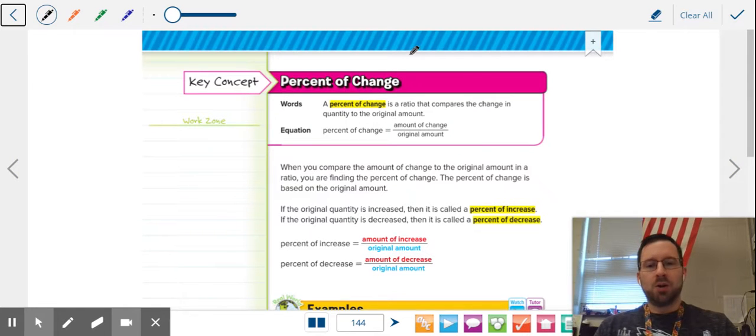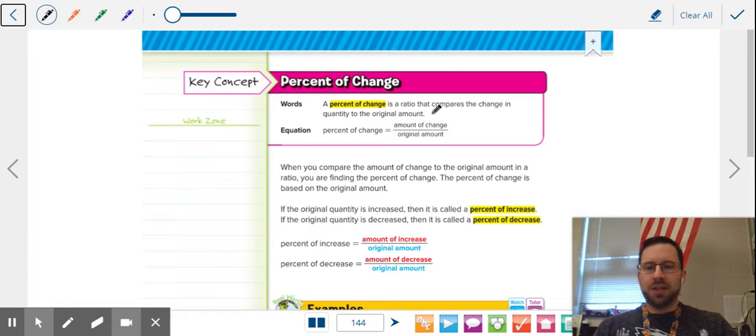Today we're going to be talking about percent of change and percent of error. They are very, very closely related. We've already tackled the topics of the percent equation and percent proportion. So these are in that same vein.